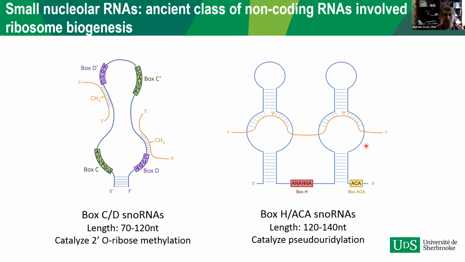So snoRNAs are an ancient class of non-coding RNAs. They're present in all eukaryotes, and they've been best characterized for their role in ribosome biogenesis. Many of them have been shown to act as guides for the site-specific modification of ribosomal RNA.